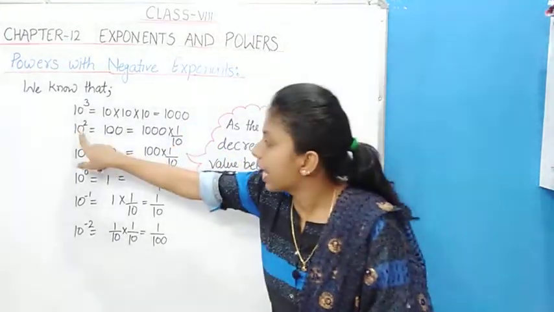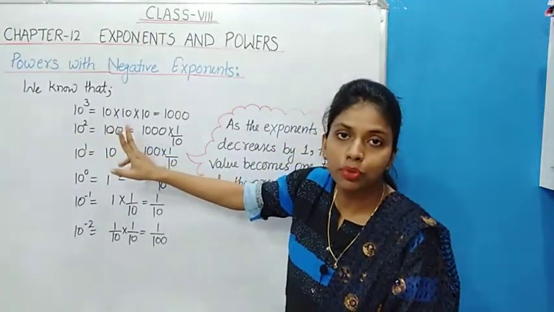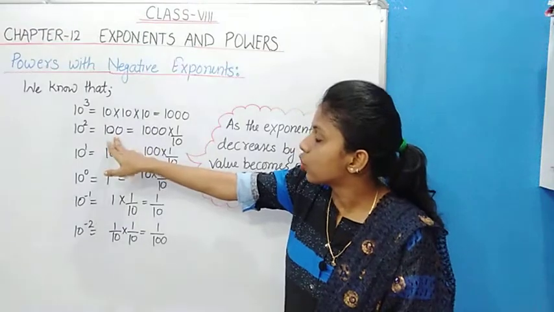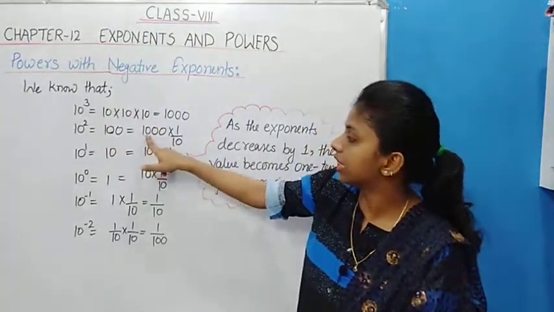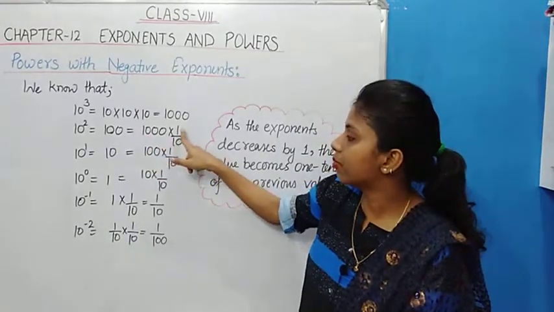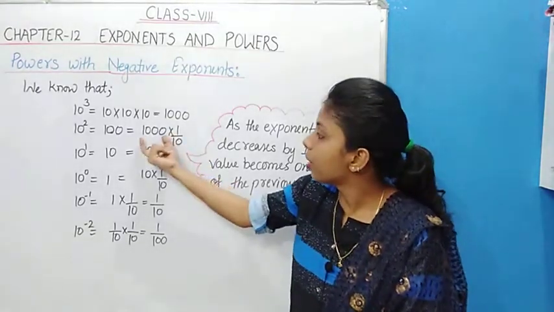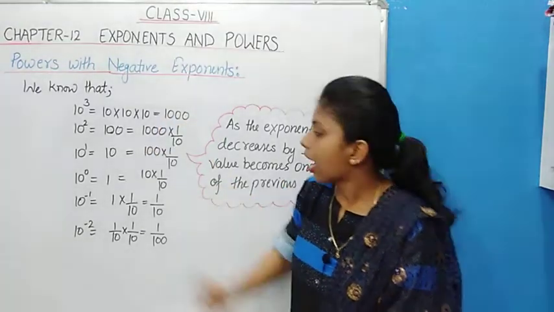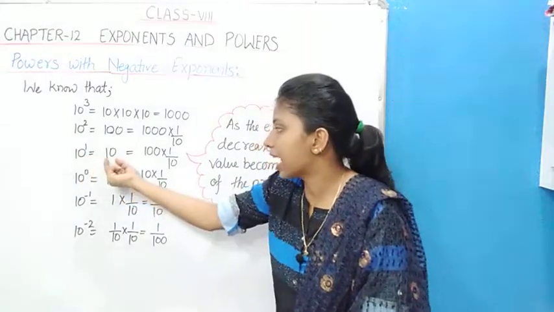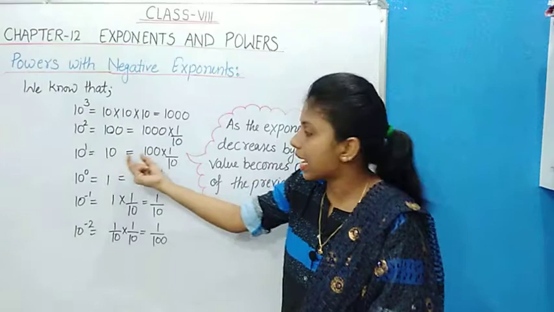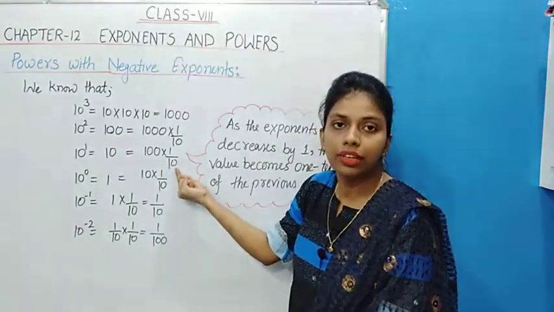Similarly, 10 squared is what? We multiply 10 two times, so we get 100. So what can we say? We can write this 100 as 1000 multiplied by 1 by 10, so 1/10 of the previous value. After that we come to 10 to power 1. So it is 10. We can write this 10 as 100 divided by 10.